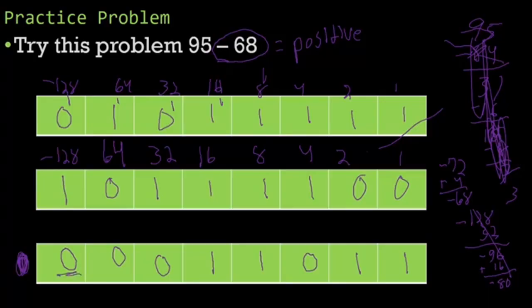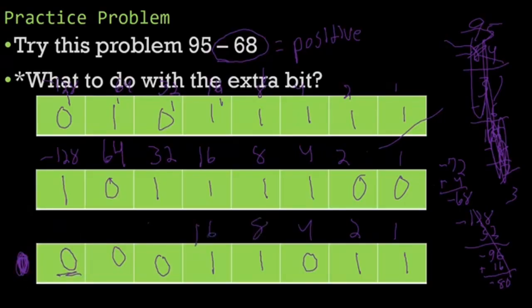Now let's work out this 95 minus 68 and see if it works. So let's write our values above here: 1, 2, 4, 8, 16, 32, 64, negative 128. So we have a 16, we have an 8, that is 24, plus 2 is 26, and then plus 1 more, got to add that other one, which is 27. So we added the 16, the 8, the 2, and then the 1. 16 plus 8 is 24, plus 2 is 26, plus the 1 is 27.